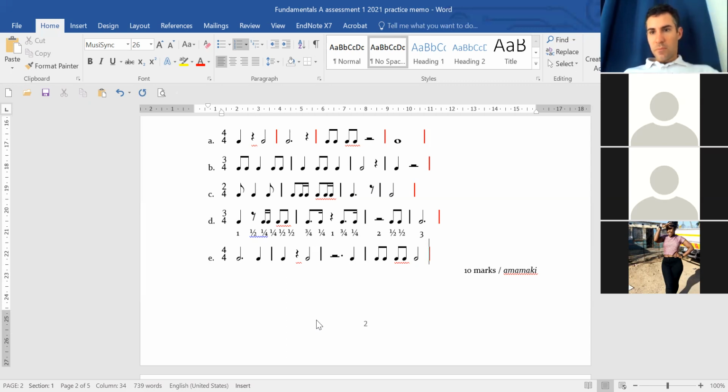I want to ask about the last bar line. If you didn't write the last bar line, that means the whole thing is wrong. No, it just means that you will have a mark because the last bar is incomplete. It has to have the bar line to be complete.